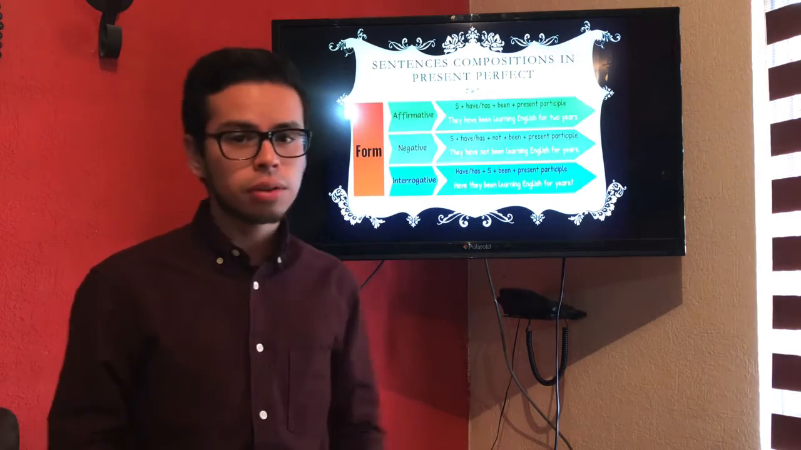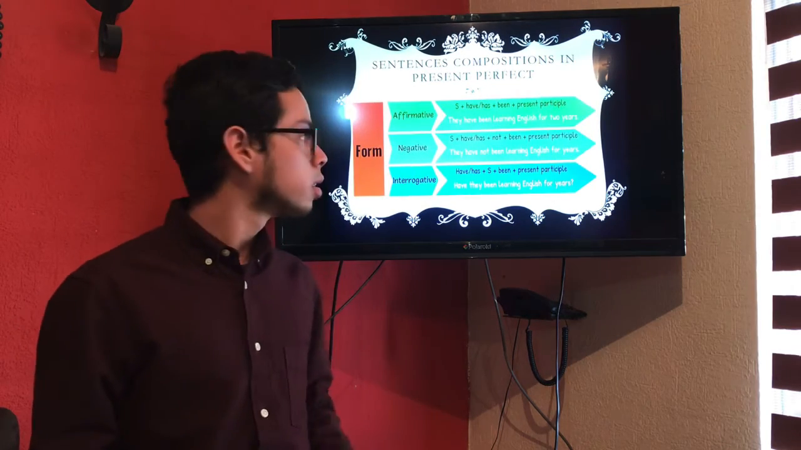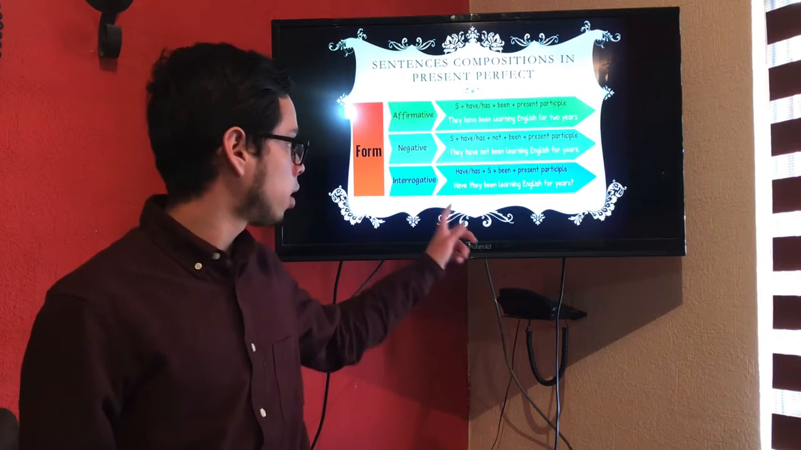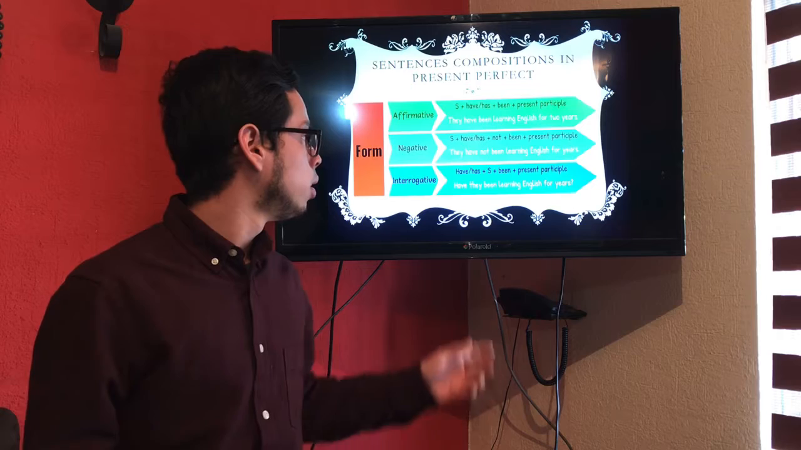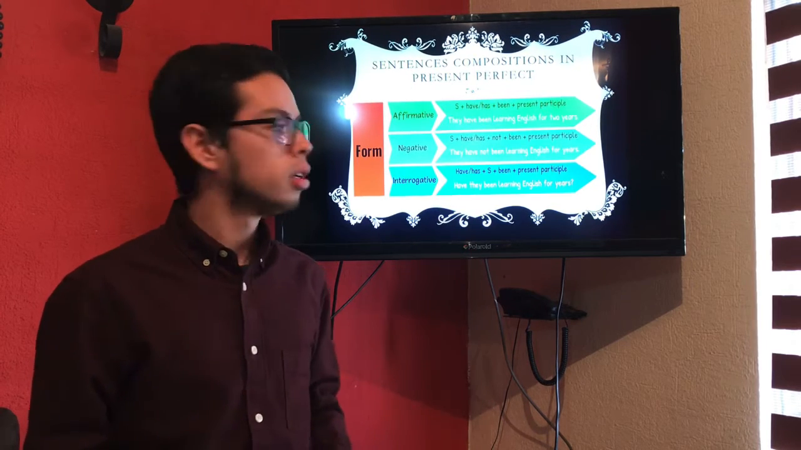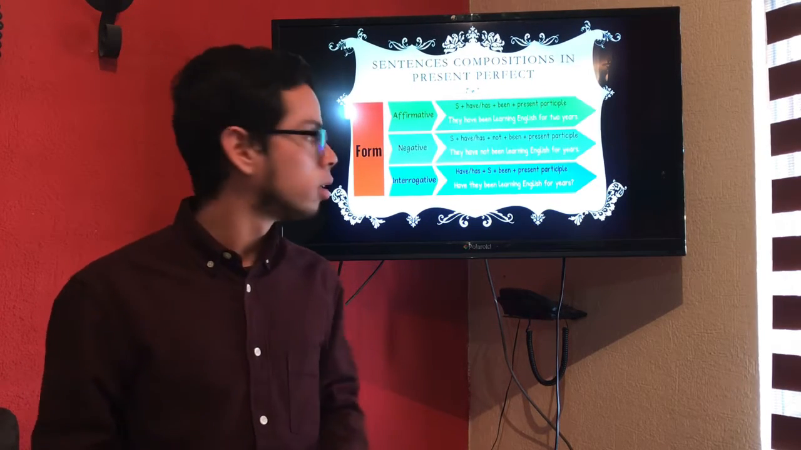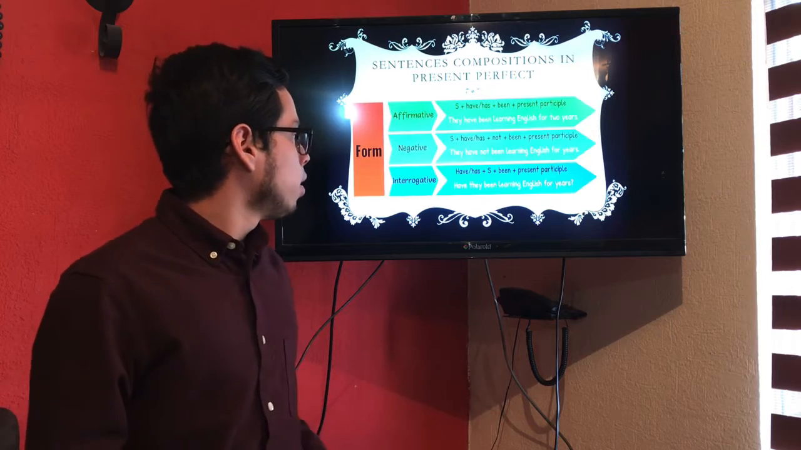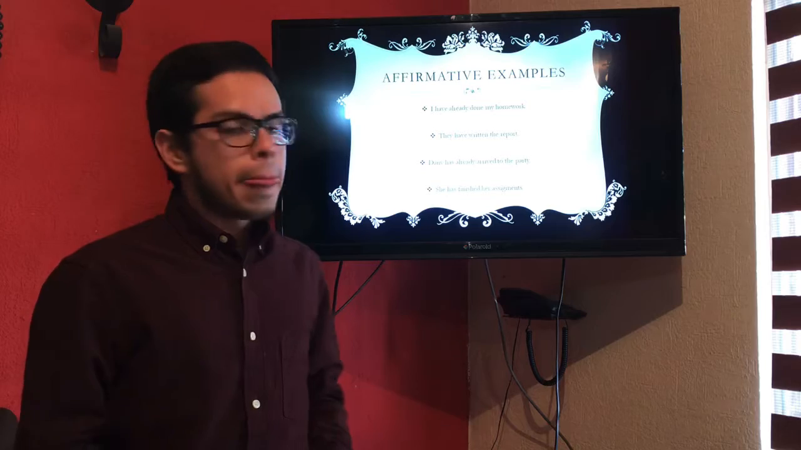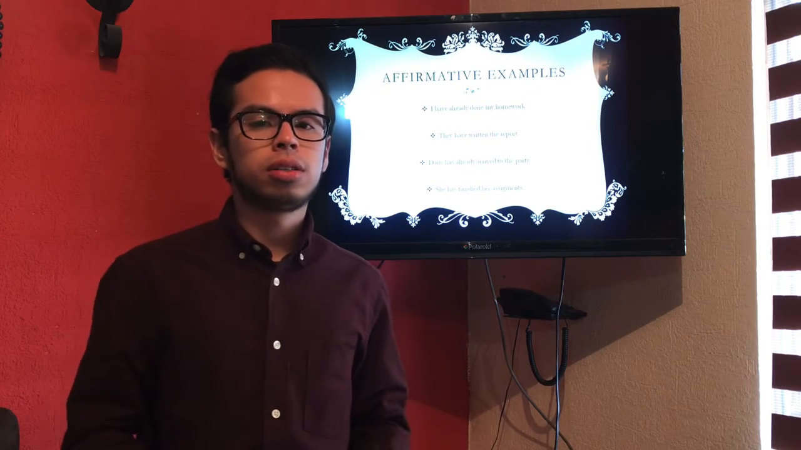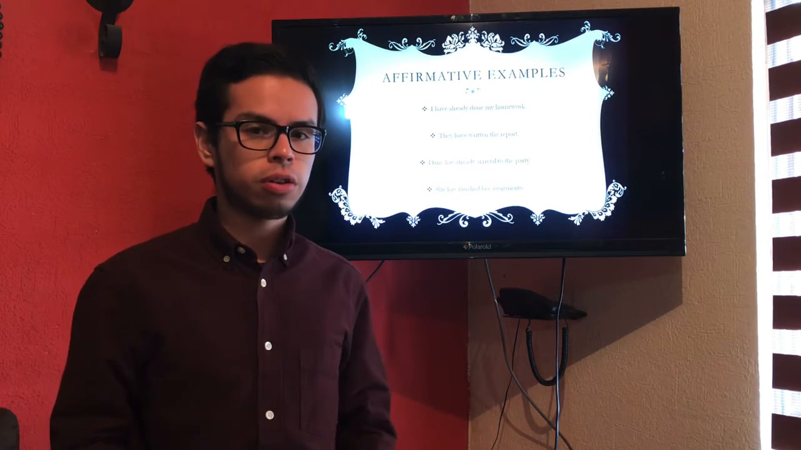And the last one, the interrogative, is the same, but in this case the auxiliary is first, have or has, plus subject, plus the verb in past participle form and present participle, and a question mark, don't forget. An example: have they been learning English for years? Okay. Below, I will show you some examples for the three forms.